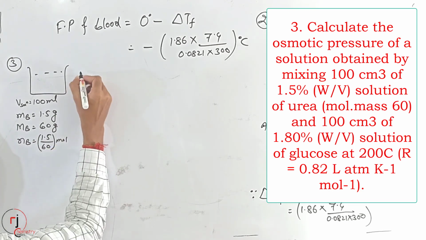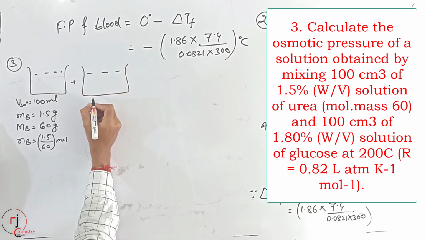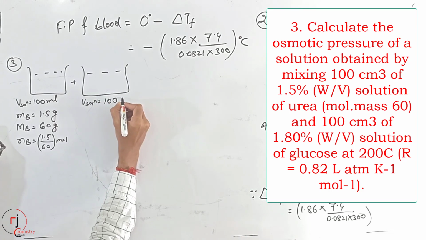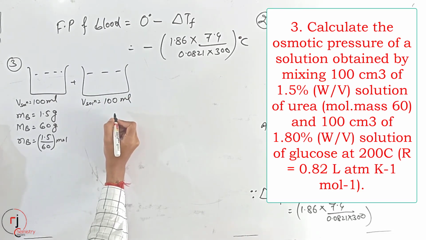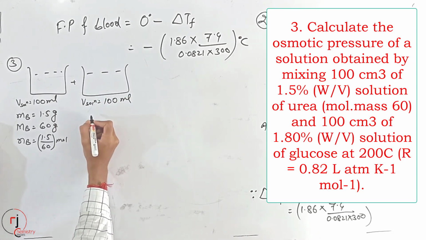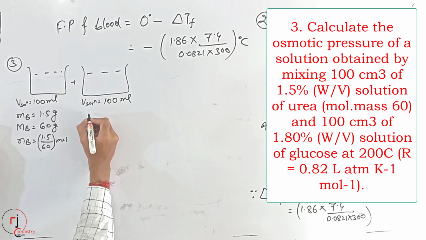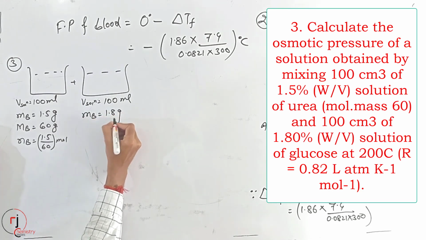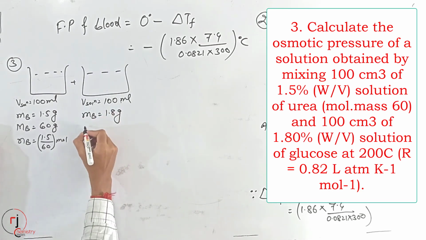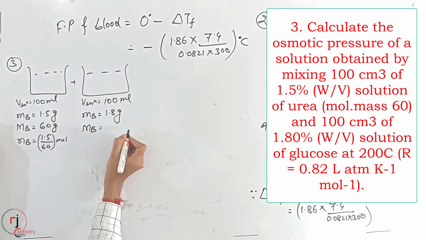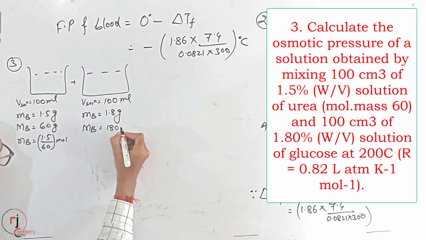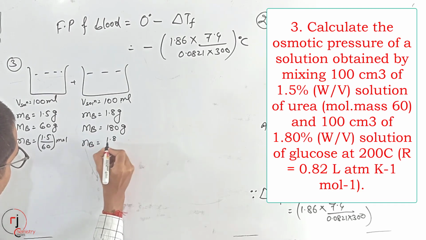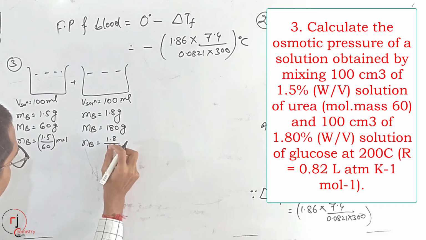Okay students, similarly for the second solution, the volume is also 100 milliliter. Centimeter cube and milliliter are the same, and it is also given that it is 1.8% by mass by volume. So the mass of solute is 1.8 gram in 100 milliliter of solution. Because the second solute is glucose, the molar mass of solute is 180 grams, so the number of moles of solute is 1.8 by 180 mole.